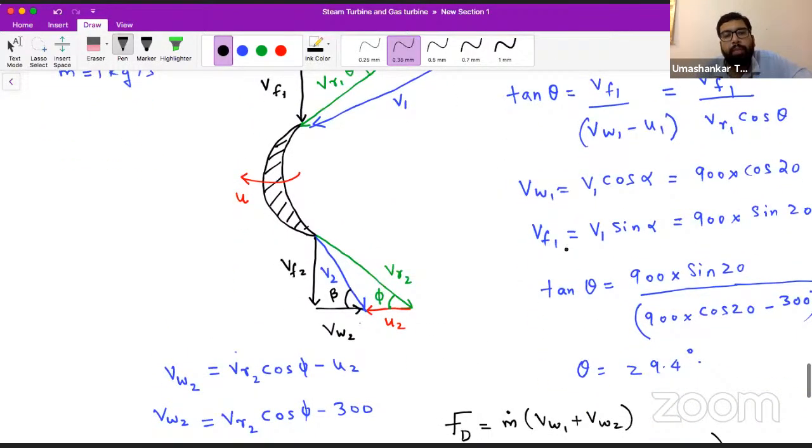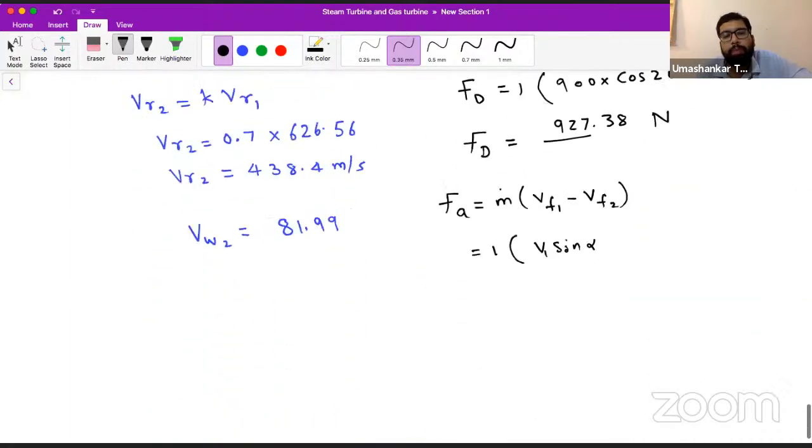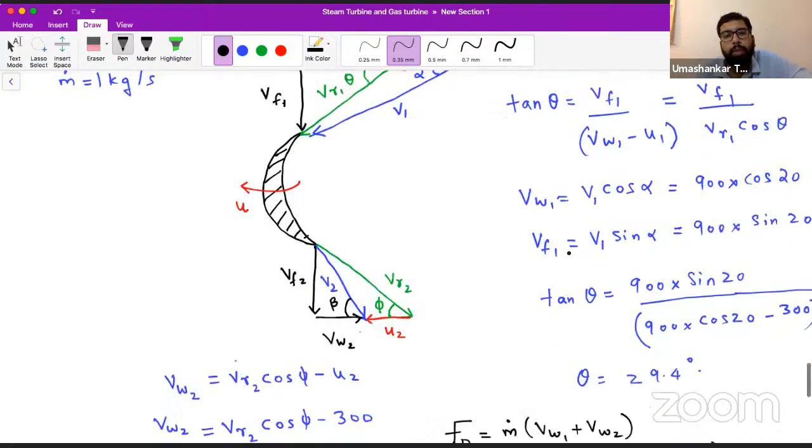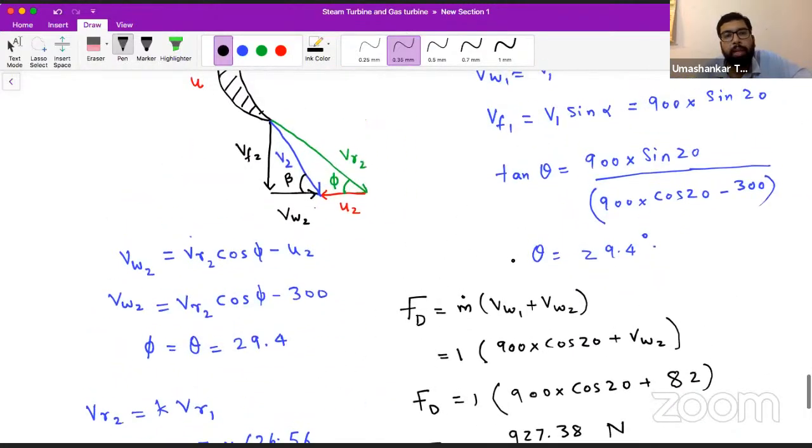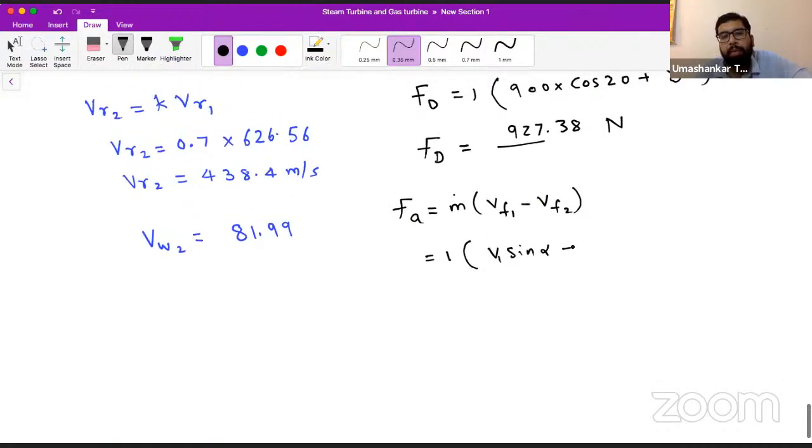And Vf2, again, we can calculate by using some geometry. So Vf2 will be Vr2 sine phi. Yes or no, Vr2 sine phi. So you can place all these values and give me the answer. Can you give me the answer, please?